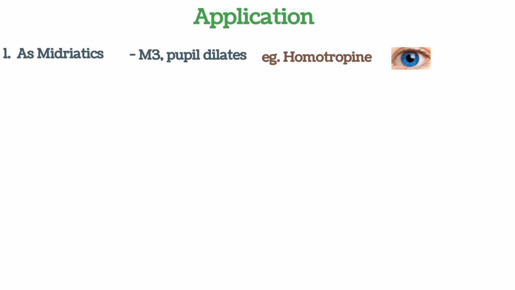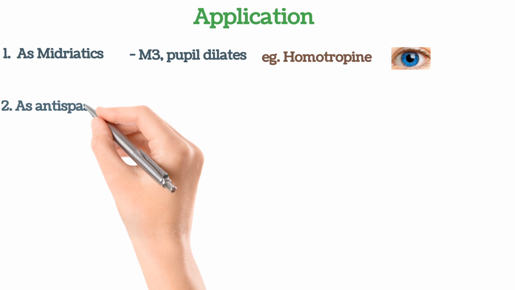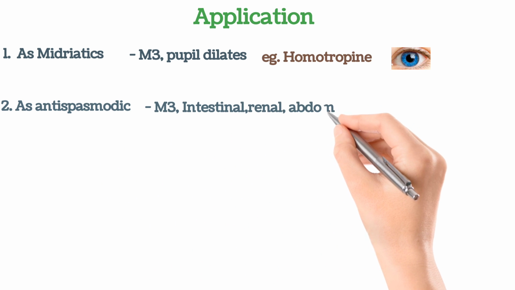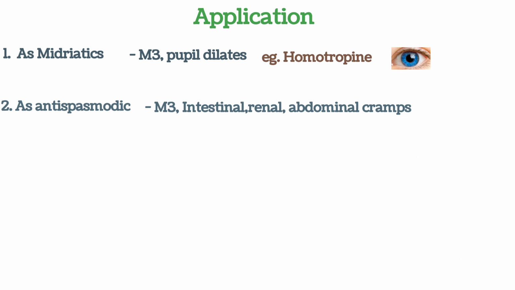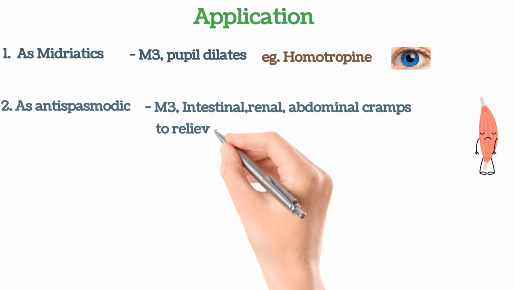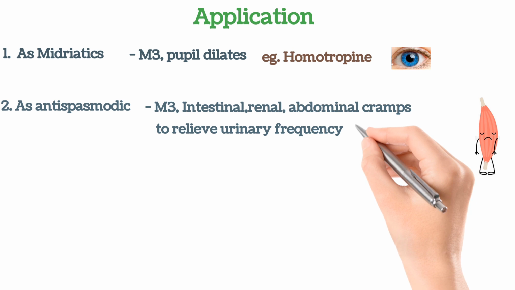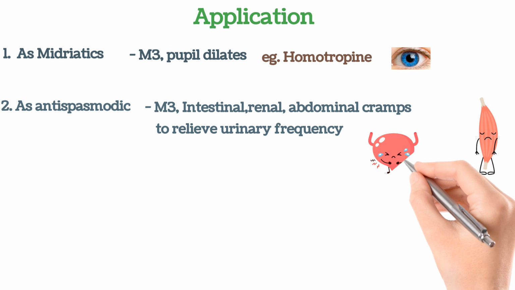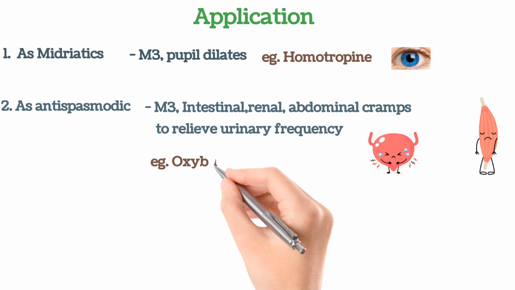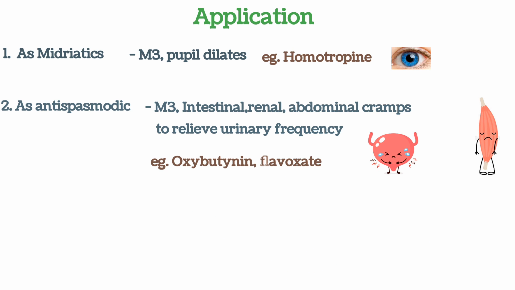Second, it acts as antispasmodic because it causes relaxation of smooth muscle, for example intestinal smooth muscle, renal smooth muscle, and abdominal cramp to relieve urinary frequency through M3 receptor. All those things occur, so it relaxes all these smooth muscles. Example of drug is oxybutynin, flavoxate.